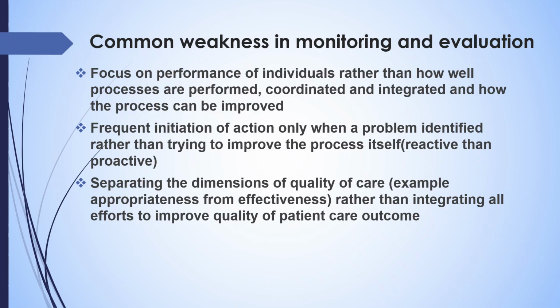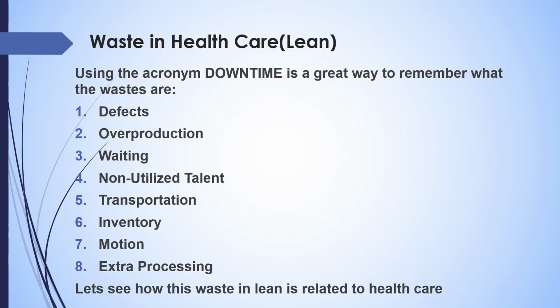Then separating the dimensions of quality of care. Example, appropriateness from effectiveness, rather than integrating all efforts to improve quality of patient care outcome. So separating dimensions of quality, for example, appropriateness from effectiveness. So you only concentrate on appropriateness. You are not concentrating on effectiveness. And you are concentrating on efficacy, not concentrating on the patient centered. So all these are the weaknesses in monitoring and evaluation.